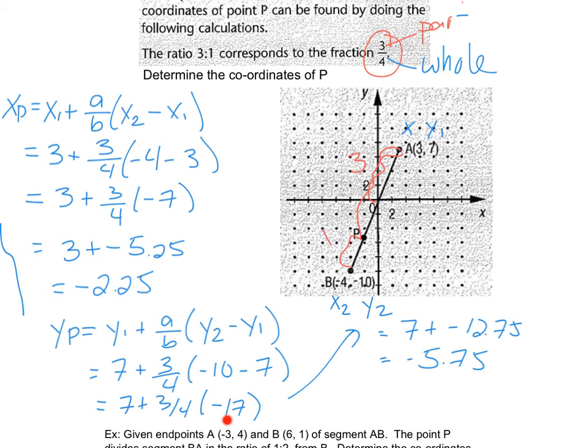So you see here we have the complete solution. We simplified the bracket, we multiplied -17 by 3 over 4 to get this, and you should be finished with -5.75 for your y coordinate. So the last step is to write what the coordinate of P is. So P is (-2.25, -5.75).